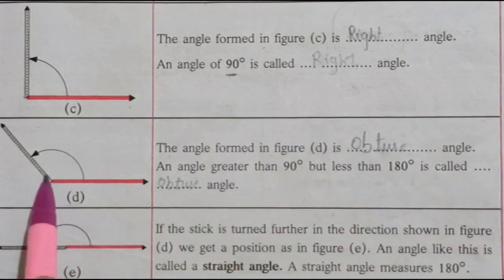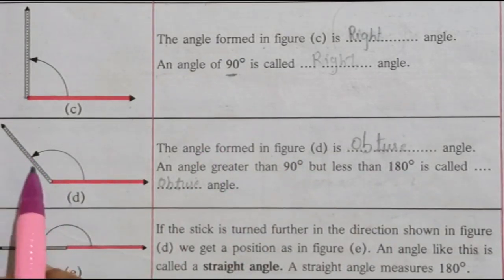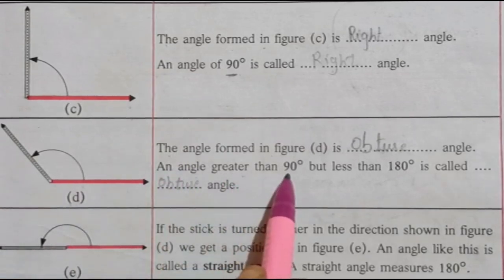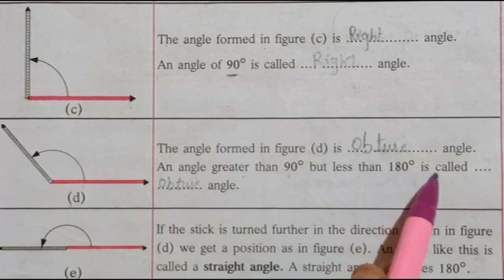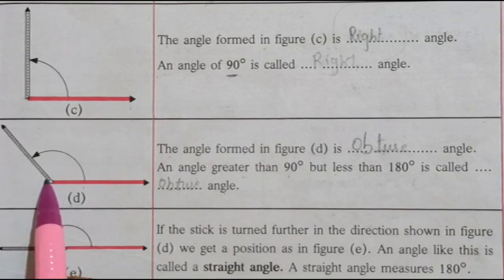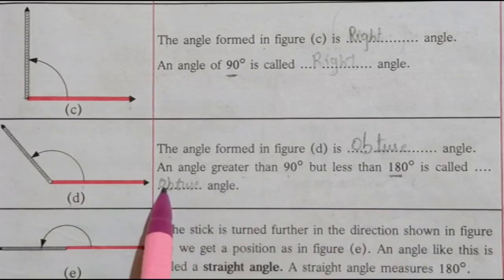Here in figure D, the angle formed in figure D is an obtuse angle. Why is it an obtuse angle? Because this crayon is being stretched backwards and this is more than 90 degree. An angle greater than 90 degree but less than 180 degree is called an obtuse angle. If it is greater than 90 degree but less than 180 degree, then it is known as an obtuse angle. Clear?